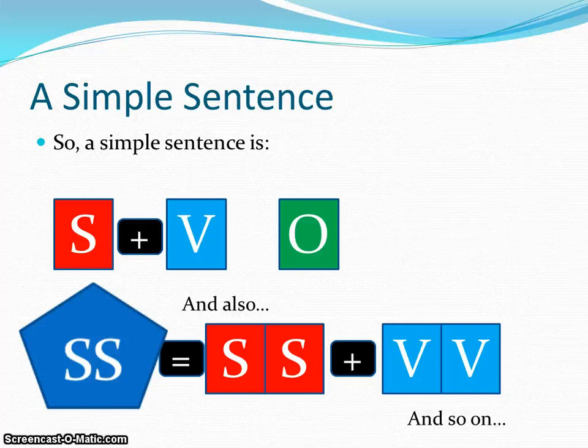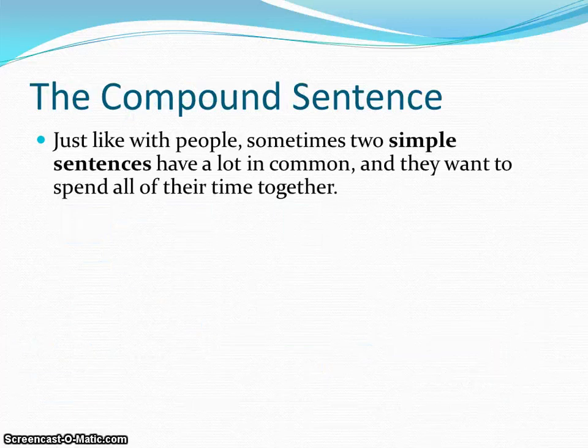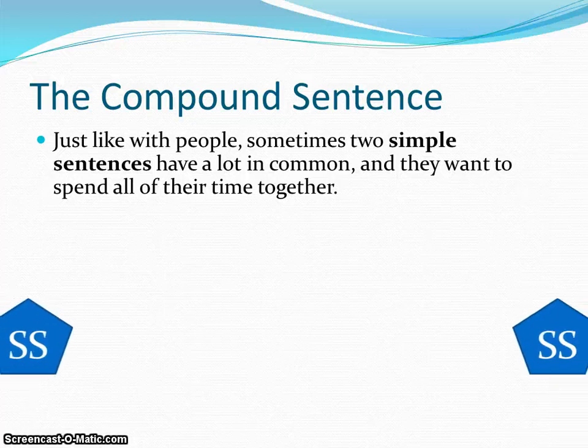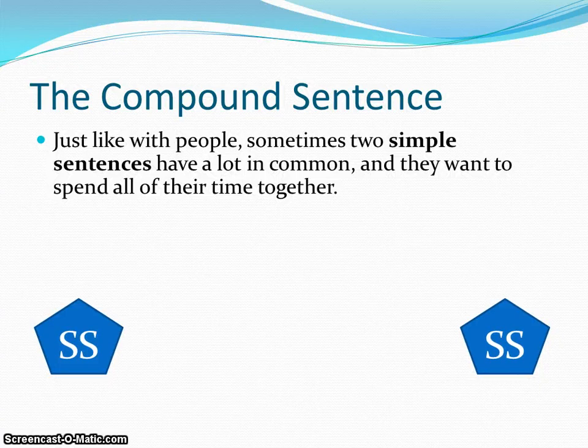Now we're going to look at compound sentences. So, just like with people, sometimes two simple sentences, they have a lot in common, and they want to spend all of their time together. Let's take a look at these two sentences, for instance. They approach each other from opposite sides of the room. They see each other, and the light hits their punctuation in just the right way.